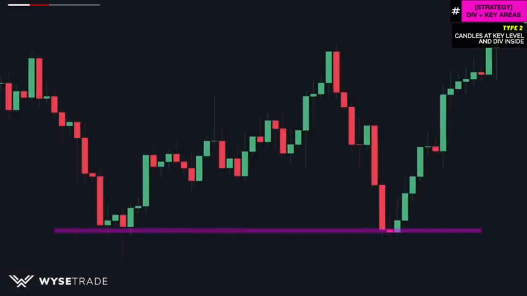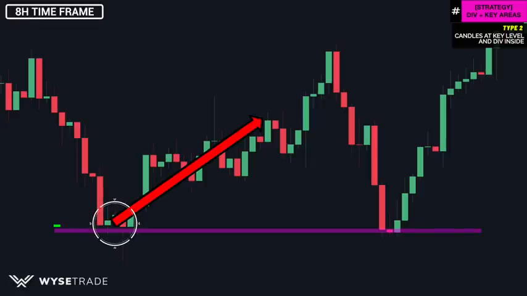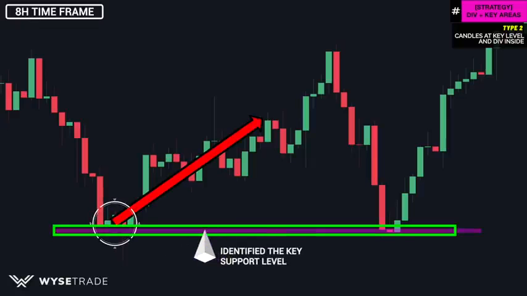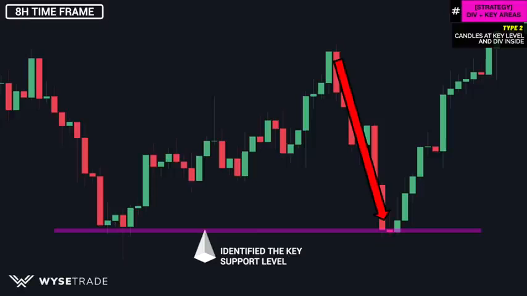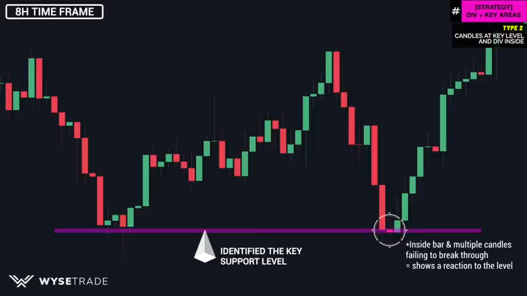This is the 8-hour time frame. You identified your key reversal point here where price shot up from. So you had your support level drawn in. As price came back down, you had your inside bar candle with the wick sticking out the top, showing a reaction to the level of support. So after you spotted this, you would then want to look inside of these candlesticks and inside of this area. So let's pull up the 4-hour time frame and put it side by side.